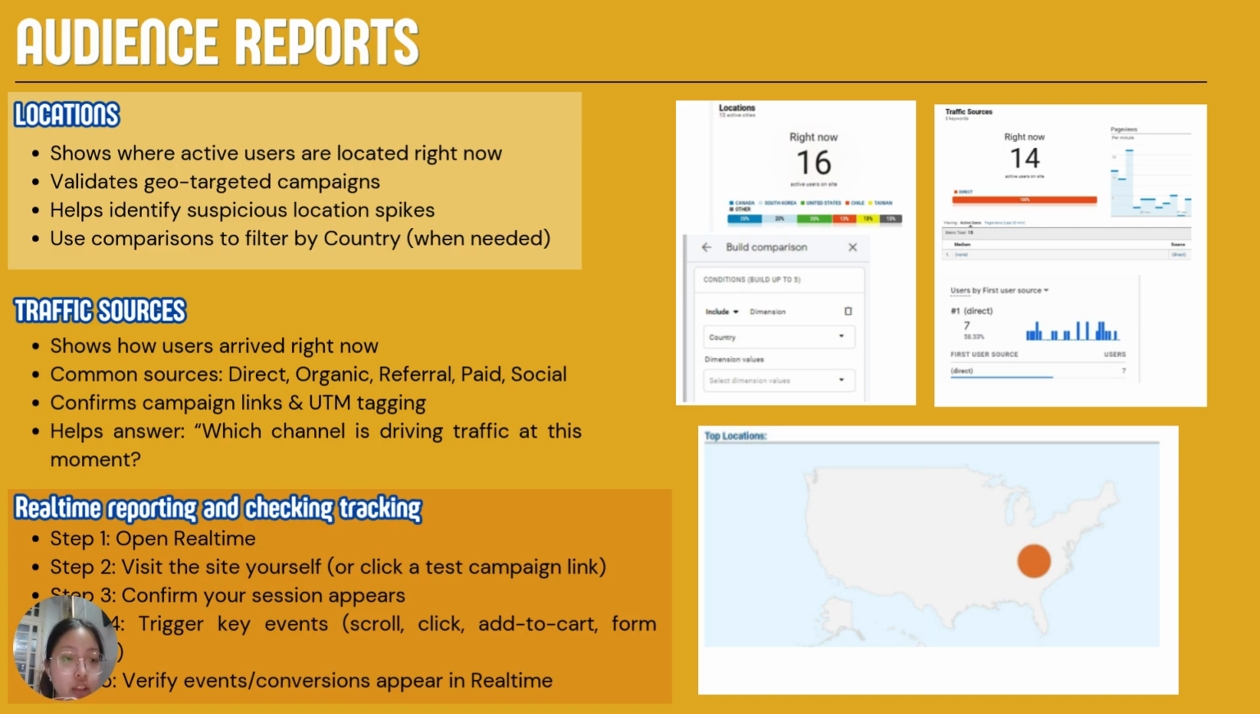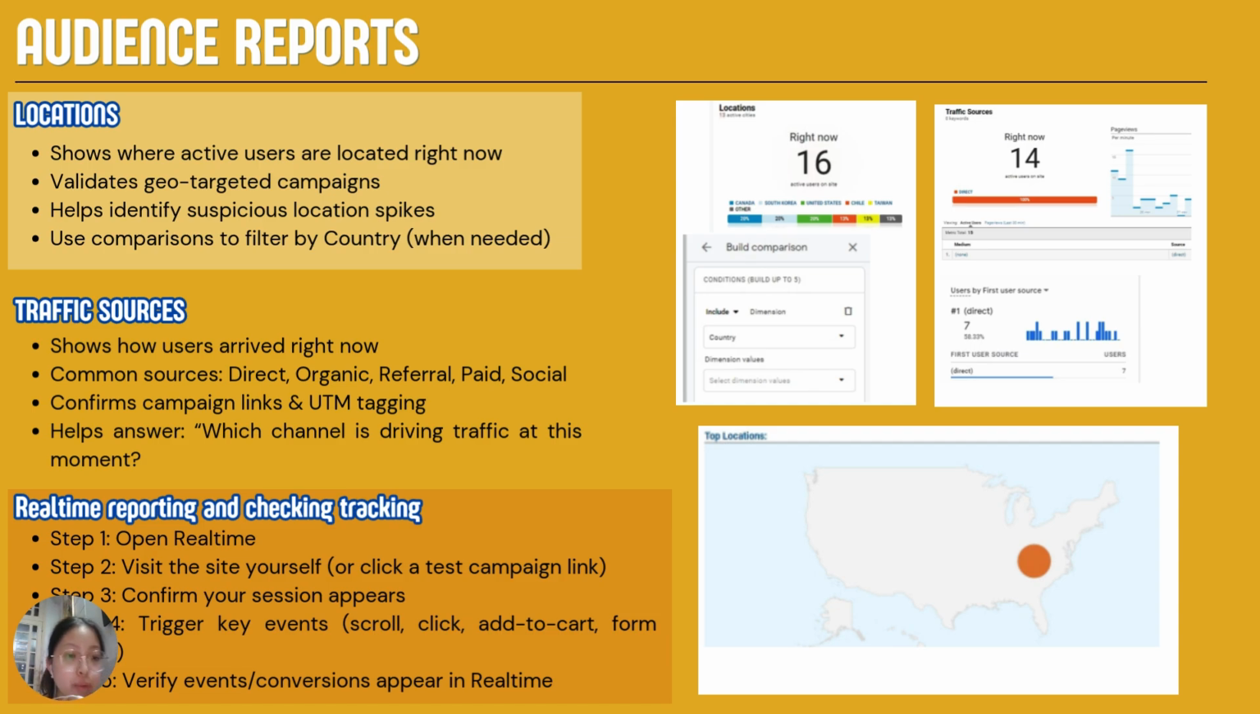Next is location. This shows where active users are located right now, validates geo-targeted campaigns, and helps identify suspicious location spikes. For traffic sources, this shows how users arrive right now. This includes common sources like direct, organic, referral, and paid social, and it confirms campaign links and UTM tagging.